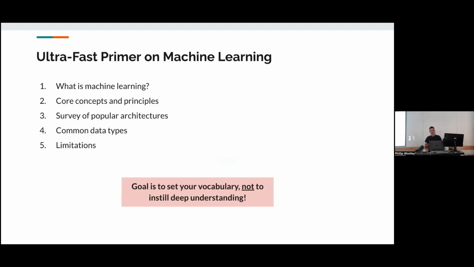And so now I want to go into the ultra-fast primer on machine learning that we're going to cover today. In this, we'll cover what machine learning is and how it's different from AI and deep learning, the core concepts and principles of such, a survey of the popular architectures, and the data types that we commonly see in biology and chemistry that we can perform model training on. And then I also want to touch briefly at the end on the limitations of using these models.